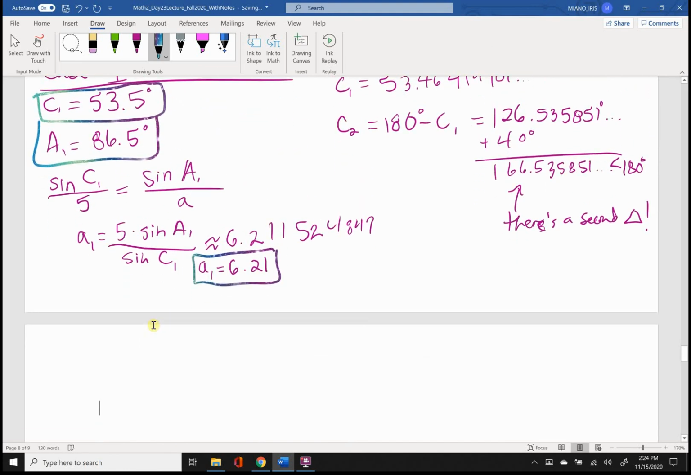Okay, but we're in case 2 now. This is where your C2 value is equal to, we're going to round this to the nearest tenth, we'll get 166.5, or sorry, nope, that's not right, hold up.